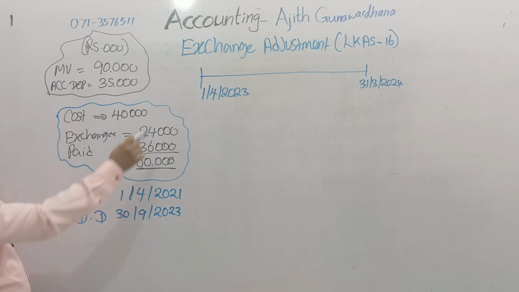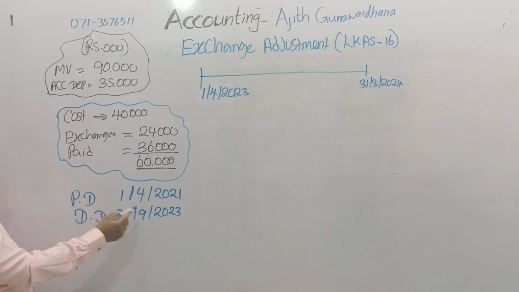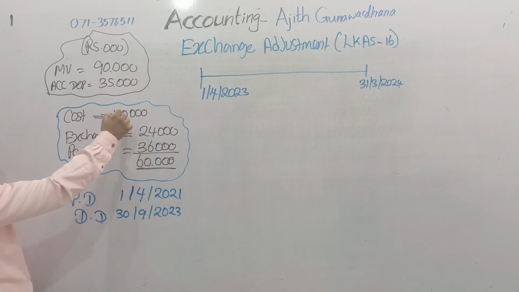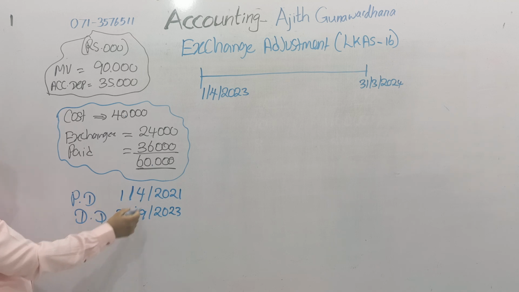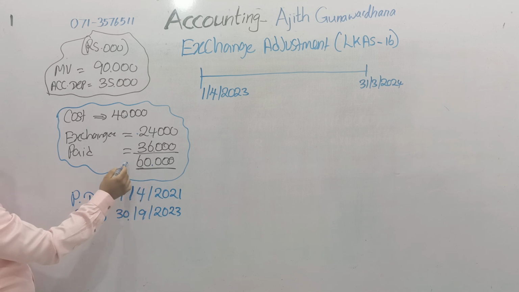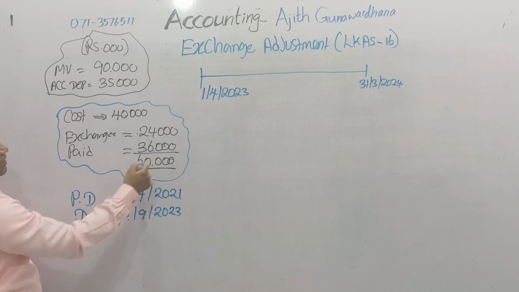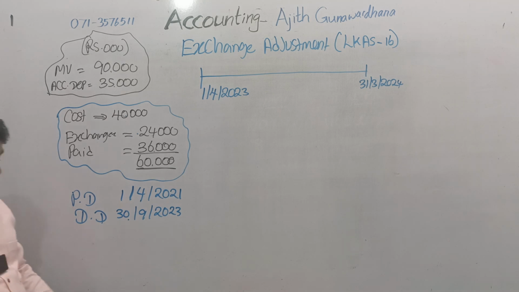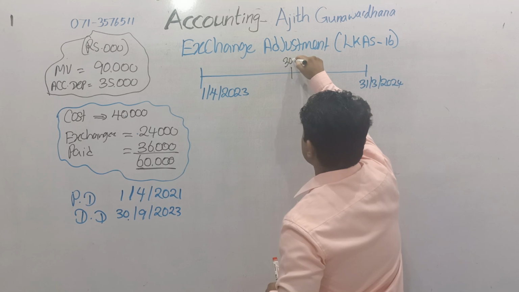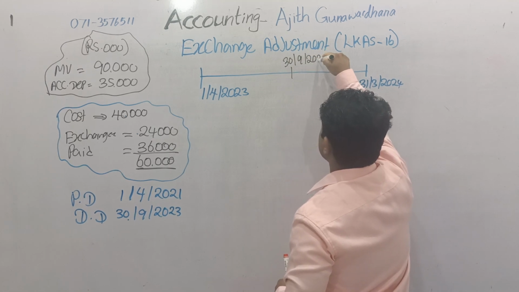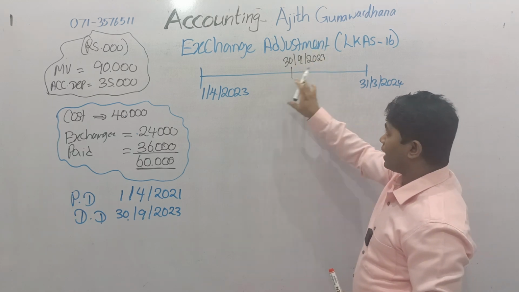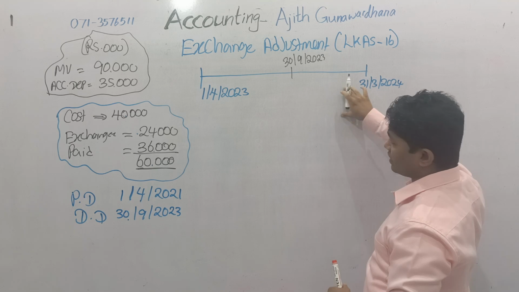The disposal date is during the current period, but the asset was purchased before this financial year, on 1st April 2021. This is the purchase date and the cost value, this is the exchange date and the exchange value, and in addition 36,000 is paid in cash. We are going to purchase a new asset of 60 million, with values in thousands. Therefore the exchange date, 30th September 2023, is during the current period, so you have to know how to adjust the exchange during the current period.